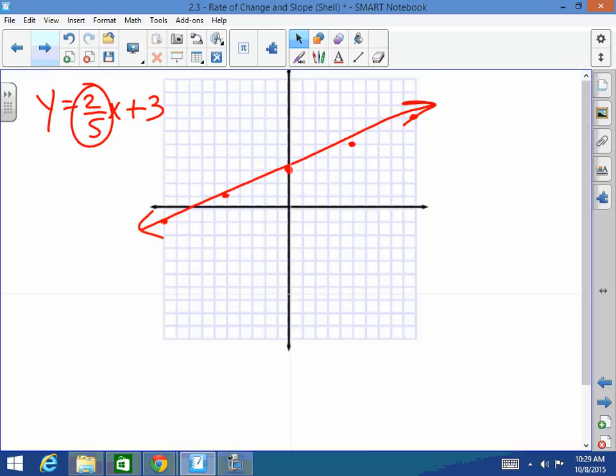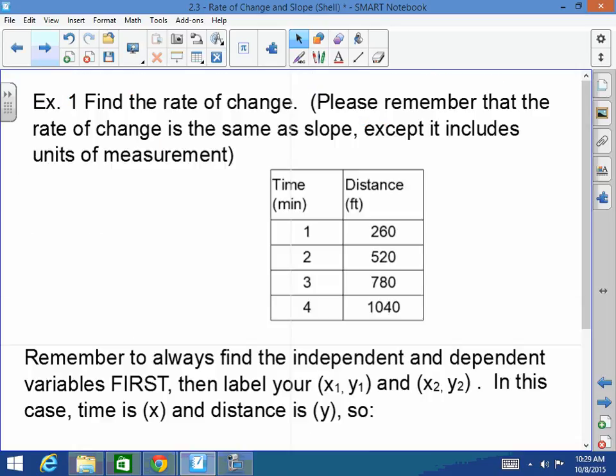Okay. Now, let's find the rate of change here, guys. Why rate of change, Moro, and not slope? Well, please remember that the rate of change is the same as slope, except it includes units of measurement. So, whenever we have units of measurement, we must determine who the x is and who the y is. The x, remember, is independent. Time is always independent. And the distance of this particular situation is dependent on how much time has passed, so y is distance. If you want to be good at slope, I suggest you start being good at labeling.